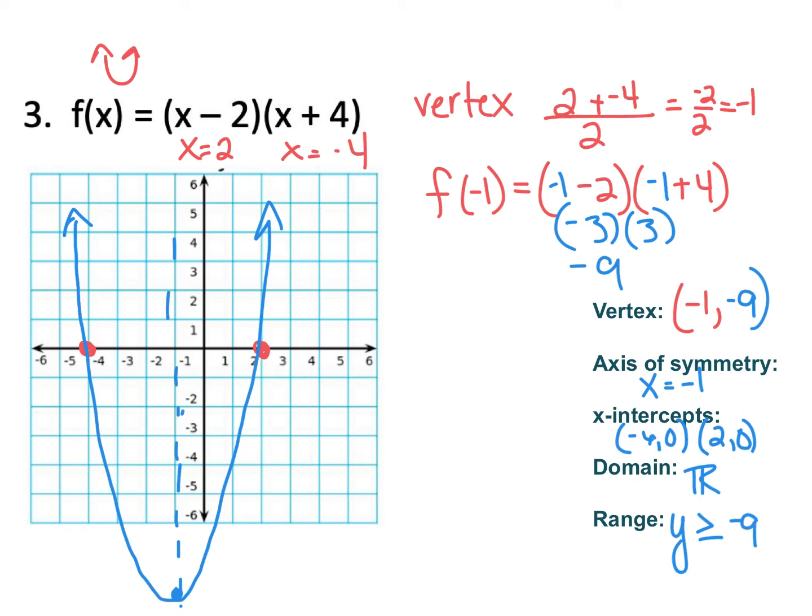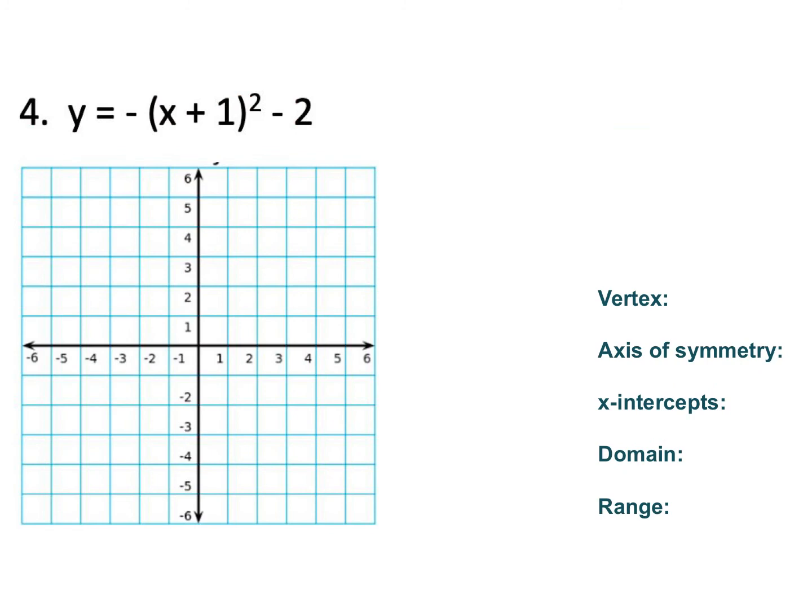Again, you can completely do this on the graphing calculator. You do not have to change anything. You can type this in exactly as you see it into y equals. Just use parentheses, (x - 2) times parentheses, (x + 4). All right, let's take a look at number 4.